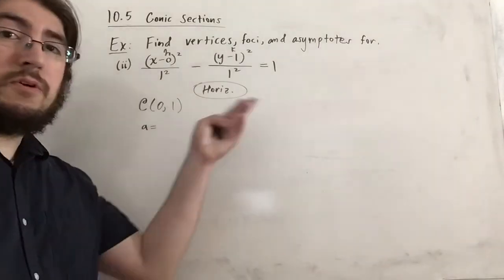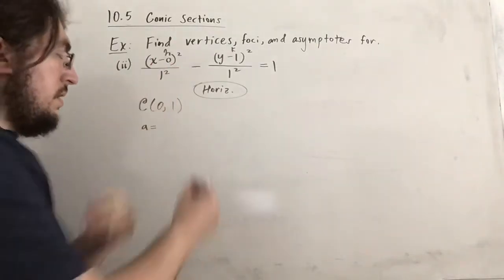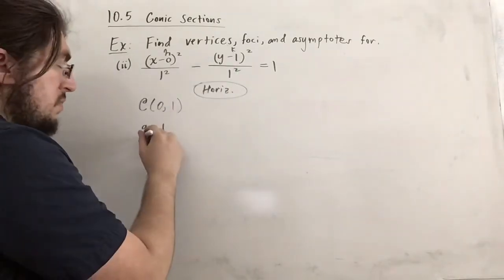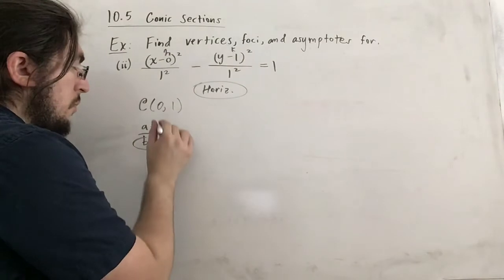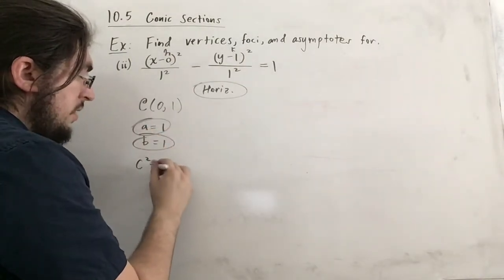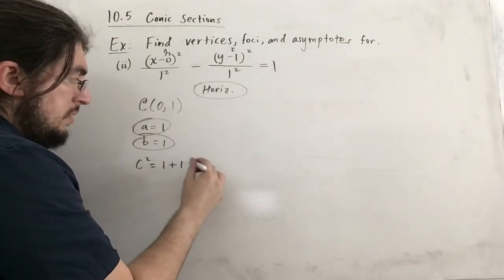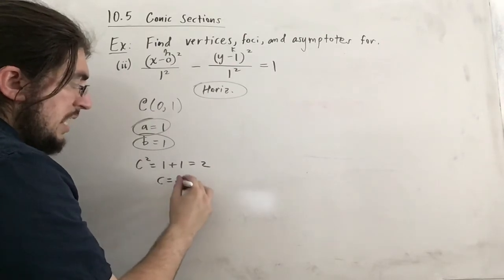A is the first number squared, so that's 1 squared, so it's 1. And the second one is b. It's always in that order, a, then b. So they're both 1. That means c squared is 1 squared plus 1 squared, so it's just 1 plus 1, which is 2. So c is naturally the square root of 2.